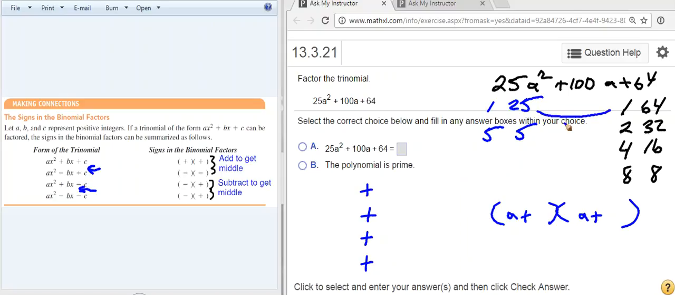So we do 25 times 1 for 25. We do 1 times 64 for 64. 25 plus 64 is not 100. We do 25 times 2. No, that gives me 50. 1 times 32 is 32. That's not 100. And I just keep going here. 25 times 4 is 100. 1 times 16 is 16. 25 times 8, well, that's bigger than 100, so I'm not going to get down to 100 by adding.